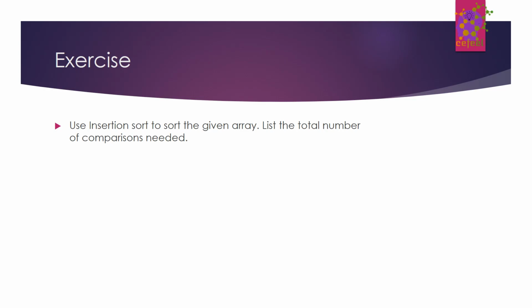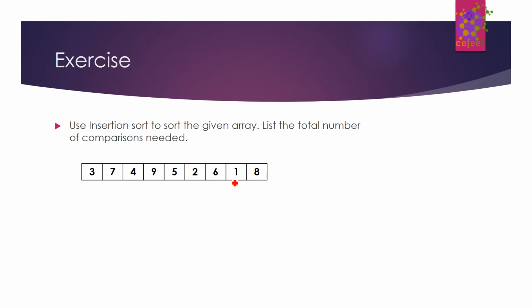In fact, before we end, here is an exercise for you. Here is a given array. Again, it has 9 items and certain items which are unsorted, and the exercise is to sort the array using insertion sort, and also list the total number of comparisons needed. We didn't do this in our example, but I would recommend you keep track of the comparisons that you did, so that it will give a much clearer understanding of insertion sort.